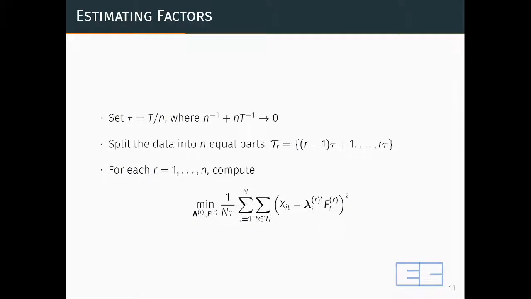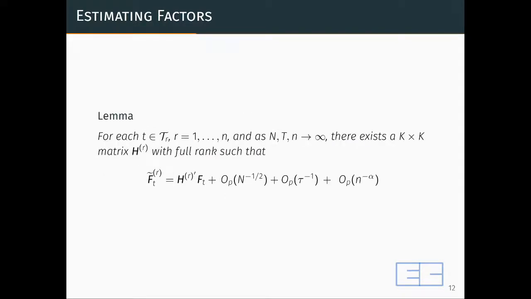With this in mind, I propose to split the sample into n equal parts, and for each subsample, we compute the principal component estimator. I will call this the rolling PCA because it is nothing but the standard principal component estimator in a rolling window basis. And here is our first result. We can show that for each subsample, the principal component estimator can consistently estimate the factor space of the respective time period. The estimation errors can be separated into two parts.